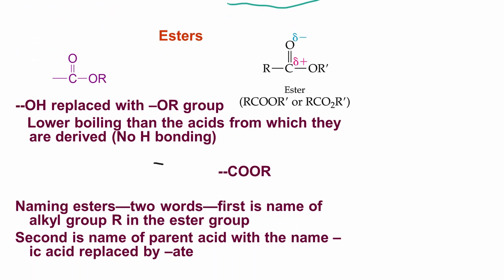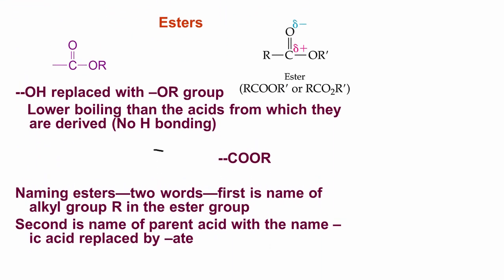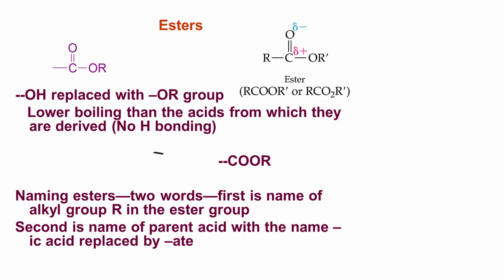So now let's take a look at the esters. And you can think of an ester as being a carboxylic acid where the OH is replaced with this OR group, or an alkoxy group. Esters are lower boiling than acids from which they are derived. Why is that? That's because esters do not experience intermolecular hydrogen bonding.